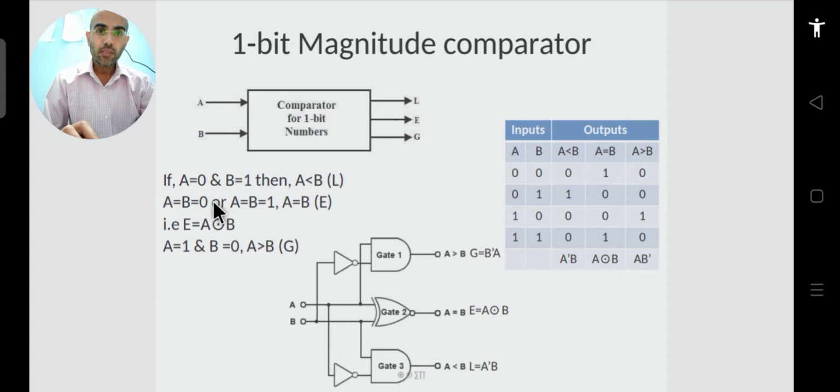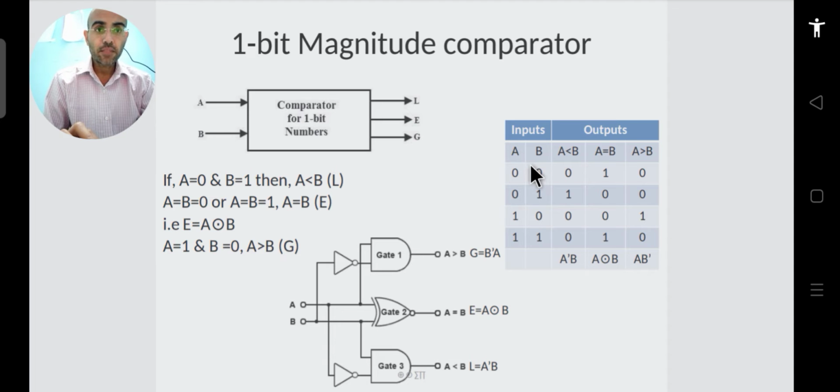If I want to write the truth table for it, the truth table will look something like this. Two inputs are there and there are 3 outputs: A less than B, A equal to B, and A greater than B. For each of these outputs, we have to write a K-map or some expression. We'll see how to write this expression for each of them.